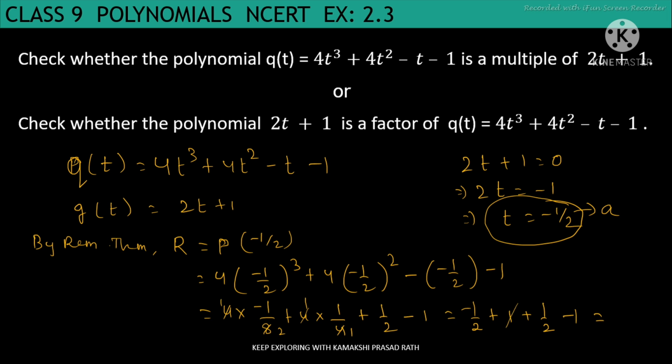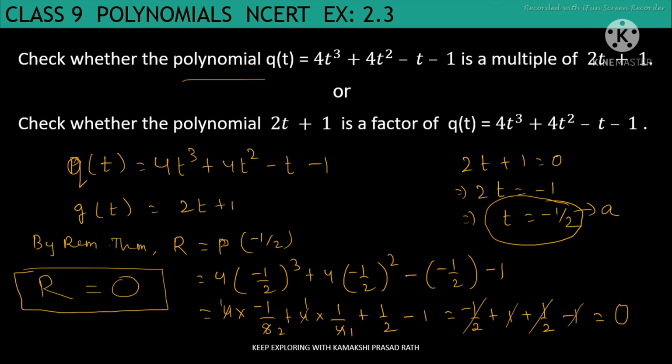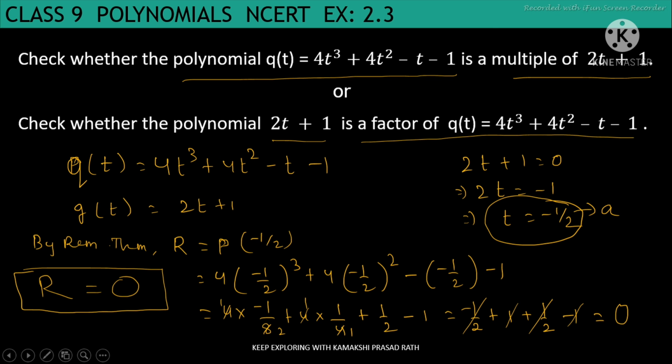Hence plus 1 and minus 1 get cancelled, and minus 1 by 2 and plus 1 by 2 get cancelled. We are left with 0. Hence we see that the remainder comes 0. So we get the remainder is 0. Since the remainder is 0, we can say that yes, the polynomial q of t is a multiple of 2t plus 1, or 2t plus 1 is a factor of the polynomial q of t. That's the simple way to prove it.